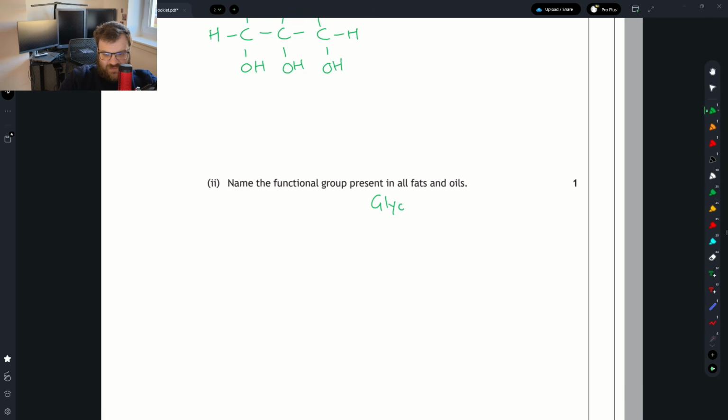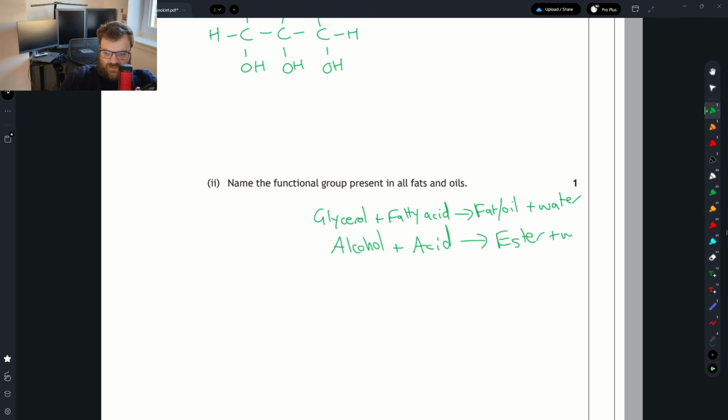To get a fat or oil, we have glycerol, fatty acid, fat or oil, and water. Glycerol is an alcohol plus acid from before, ester, and water. And that means that they will have an ester link in them.